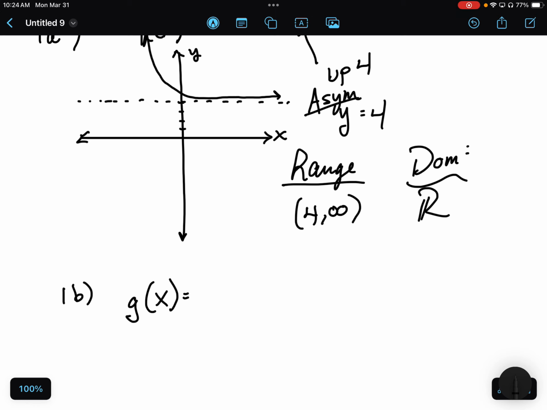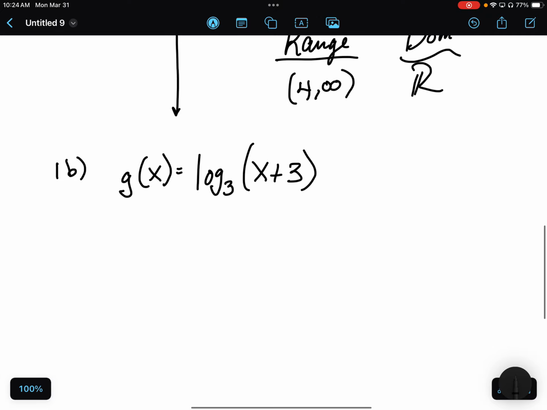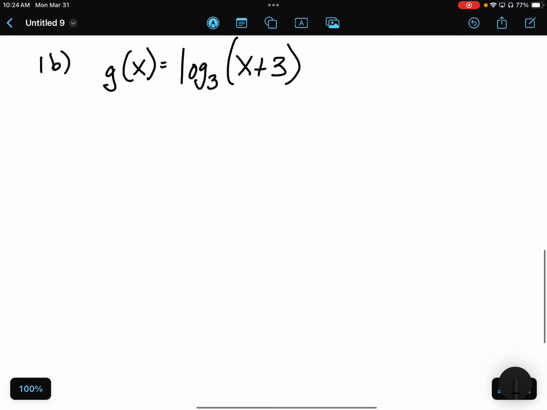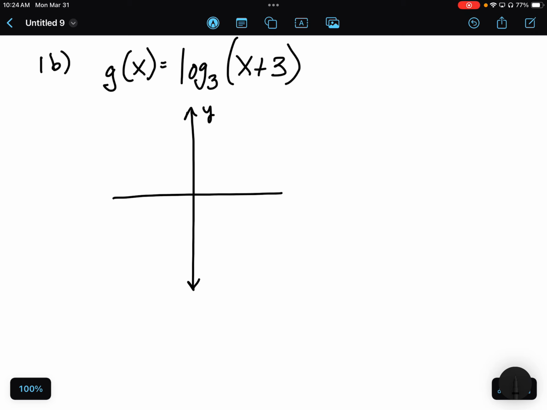Then 1B. We have that. Now remember the difference between exponentials and logs. Logs have everything flipped. So this time the domain's going to get restricted. The range should be all real numbers. And the asymptote is going to be x equals something this time.